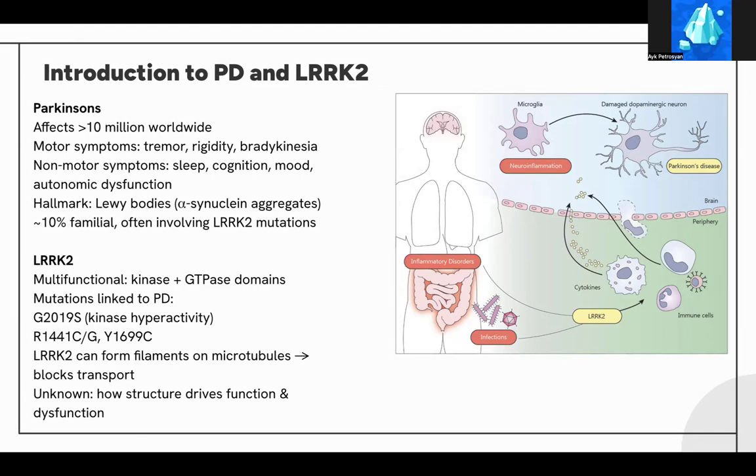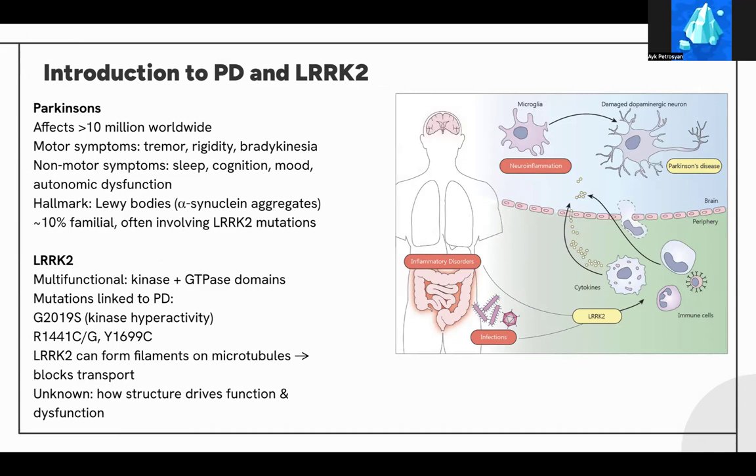Others include R1441C/G in the ROC domain and Y1699C in the COR domain. And these mutations are generally thought to be gain of function, meaning they enhance or change the activity of the protein in a way that's harmful to neurons.